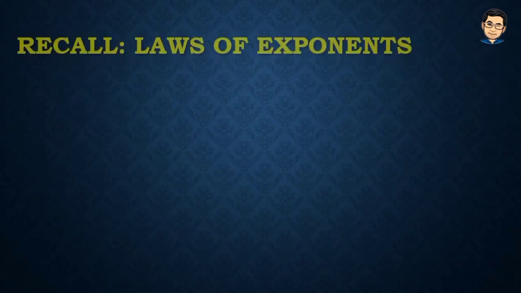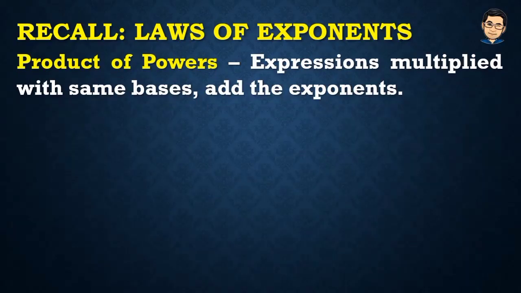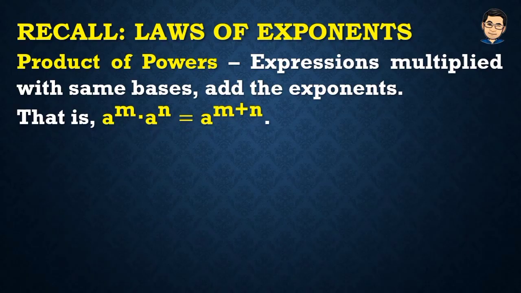One way of defining an algebraic expression is through its integral exponents, including negative and zero exponents. With this, we will be recalling the laws of exponents. Our first type is the product of powers. Expressions multiplied with the same bases add the exponents. That is, a raised to m times a raised to n is equal to a raised to m plus n. What we do here is, once the bases are the same, we add the exponents. The base is the variable a, and the exponents are m and n.